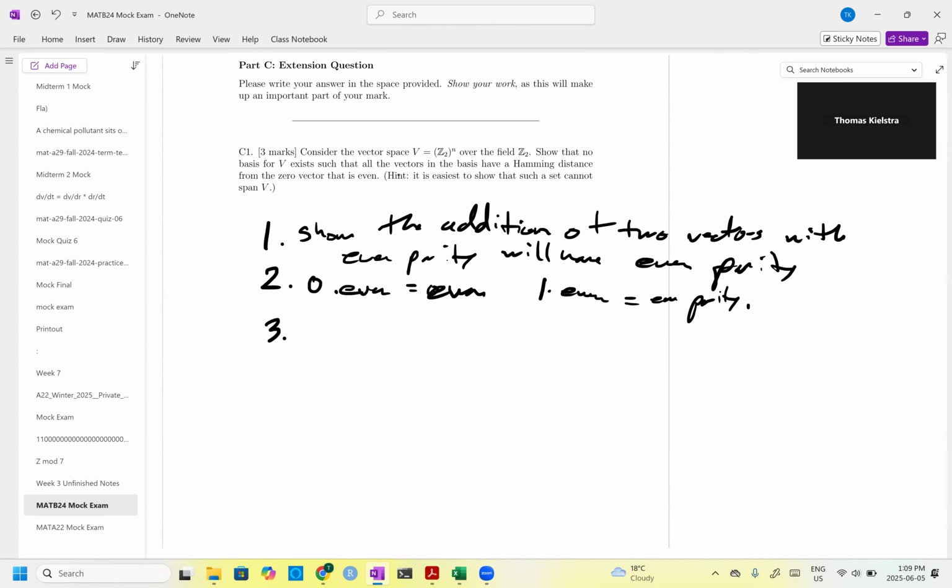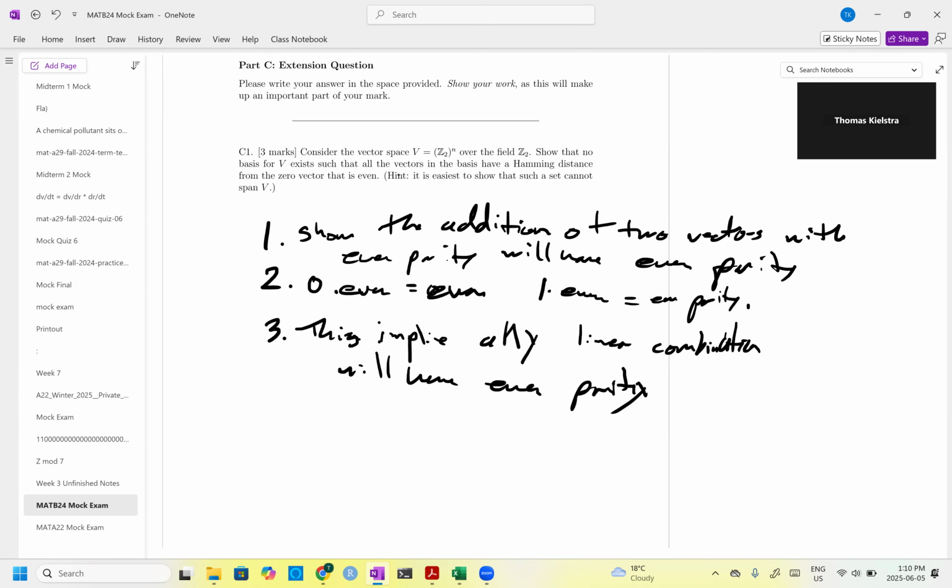The third thing that we show is this implies any linear combination will have even parity. Now this implication of any linear combination having an even parity means that no vector with odd parity is in the span.